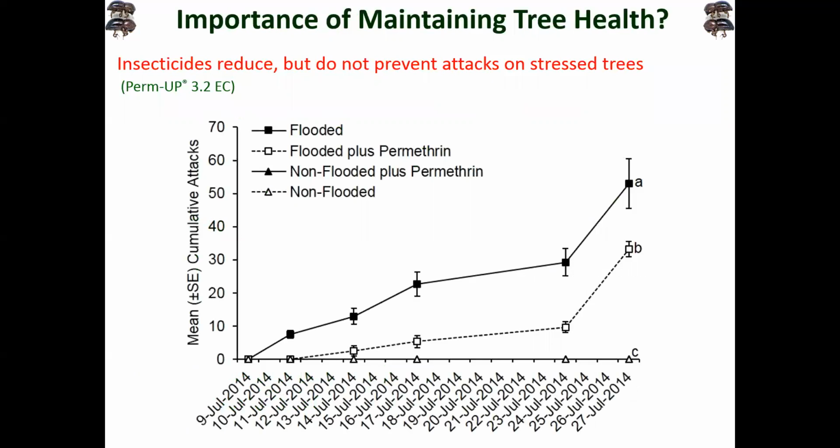Now, the reason why it's so important to maintain tree health is that insecticides reduce but do not prevent attacks on stressed trees. For instance, here's attacks on a flood-stressed tree. Here's attacks on a flood-stressed tree that was treated with permethrin, and then no attacks on the non-flooded trees.